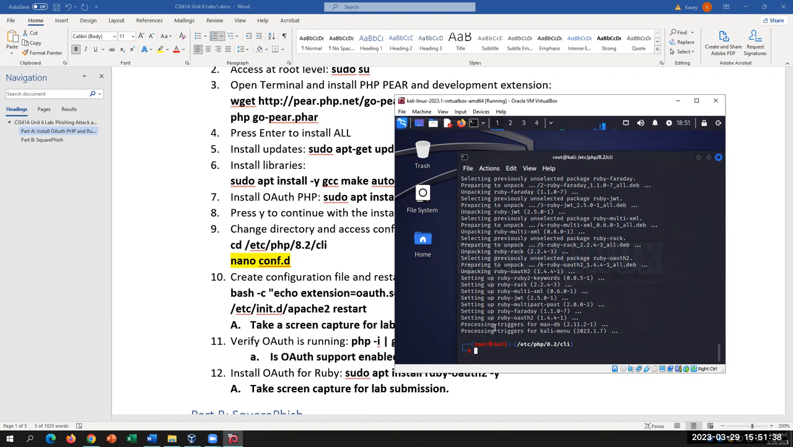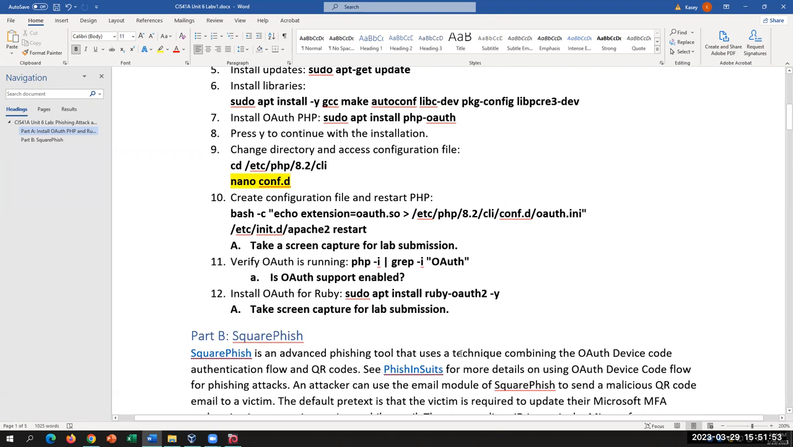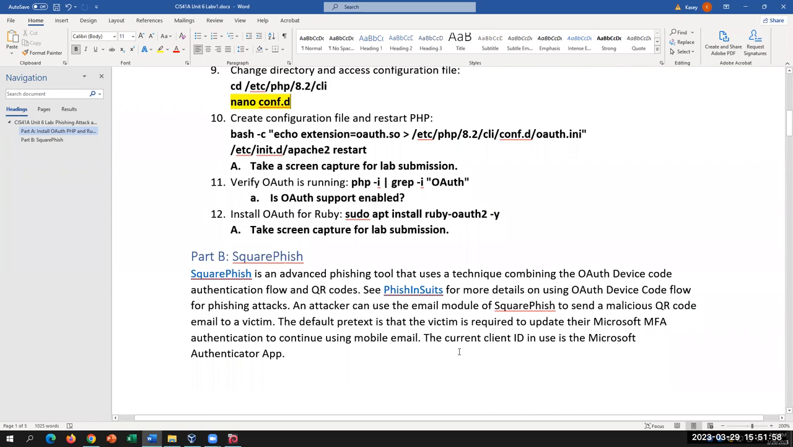And then I can take a screen capture. I did install, so your install was successful. The only modification we did was we didn't have to do this nano step for number 9. And this part is actually just more information than steps you actually do.